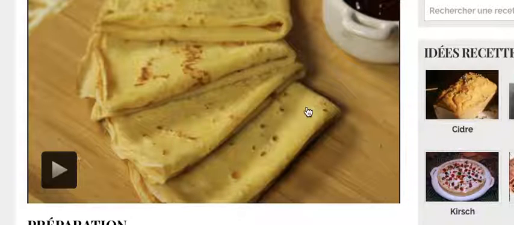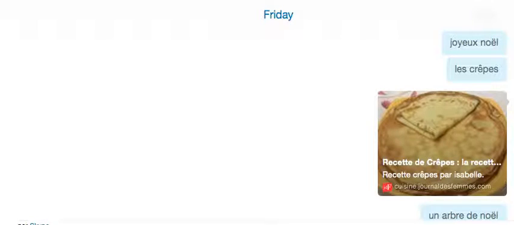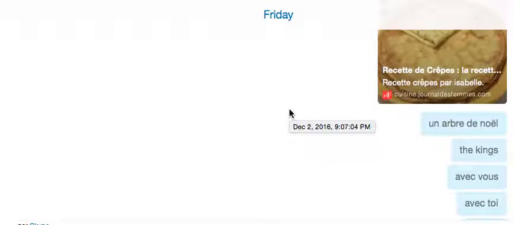You can add Nutella, honey, sugar, jam, whatever you want. There are two kinds of crepes, salty and sweet. So salty, salé, sweet, sucré. So let's get back to the transcript.